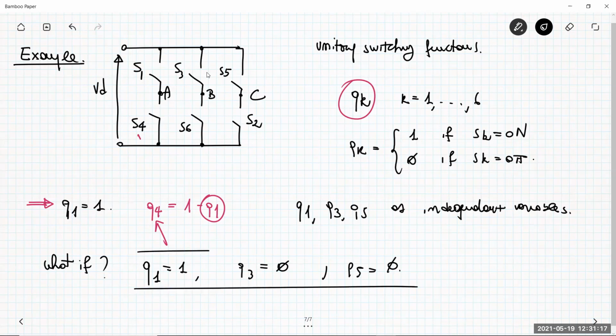Let me consider what happens in our inverter having this specific combination of the unitary switching functions. It means that Q1 is 1, so this switch is closed. Q3 is 0, so this switch is open. Q5 is 0, so this switch is open. This is exactly the schematic representation of this combination. So let me have a look at the line-to-line voltages of this inverter. For example, what is the voltage VAB?